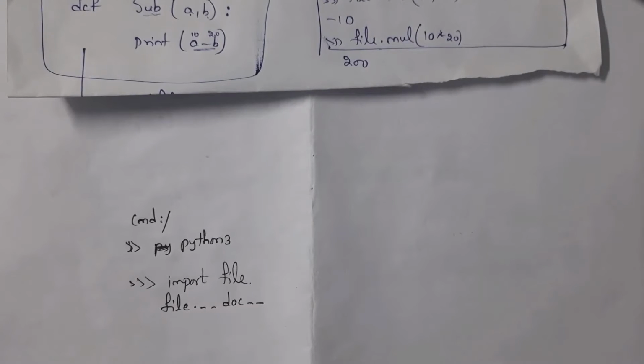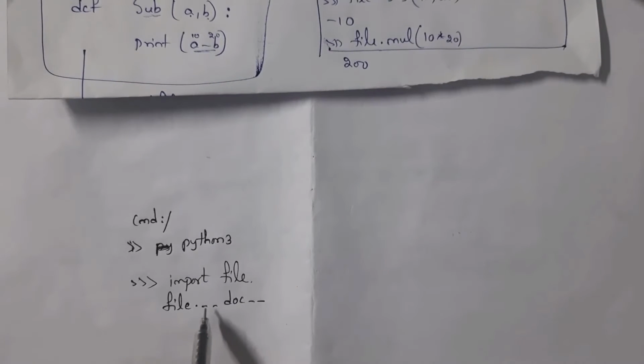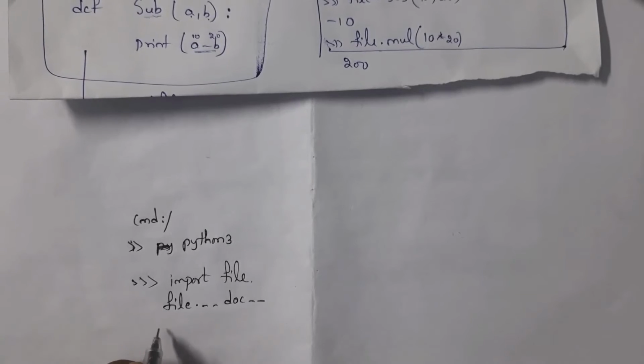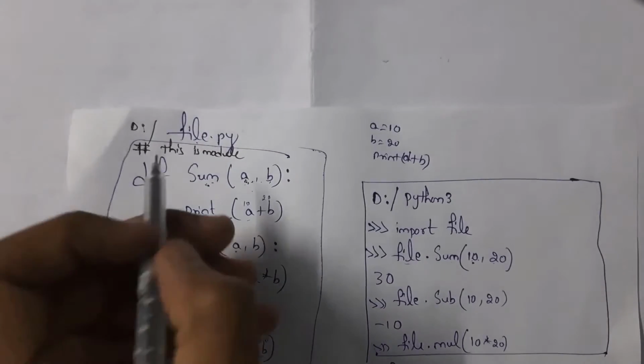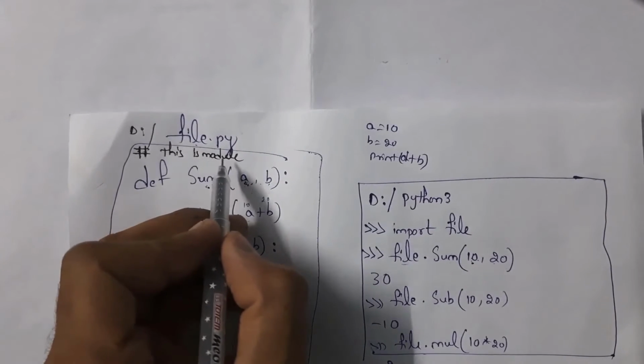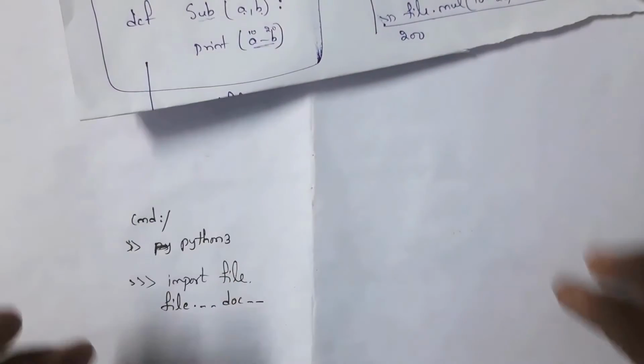Whatever comments are present inside my module file.py, it will display all those comments. So whenever you write file dot underscore underscore doc underscore underscore and click enter, you will get output. This file contains only one comment, that is this is module. So you will get output this is module. In order to find any comments present in my module, you can use the doc attribute.